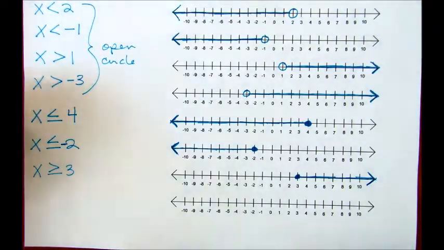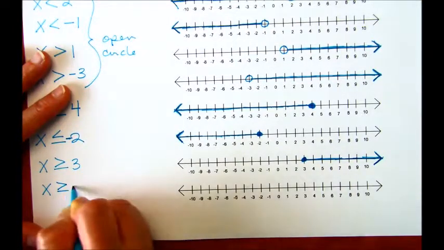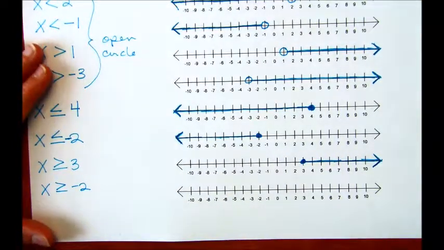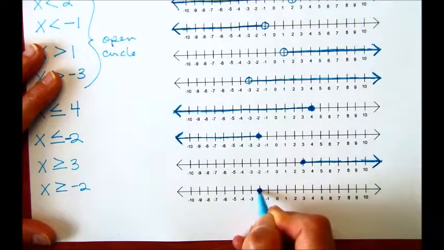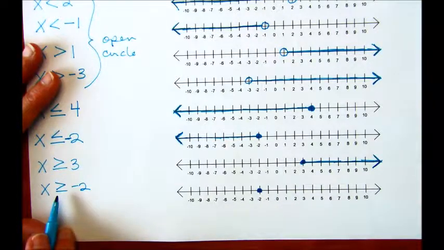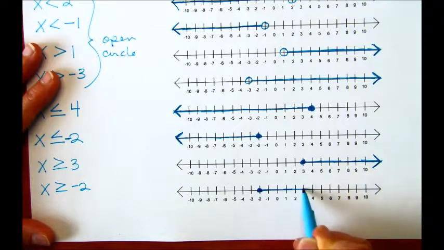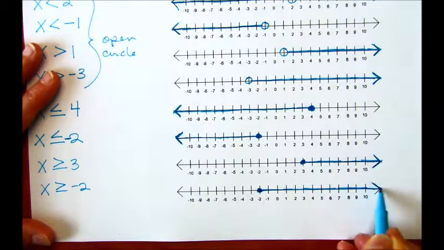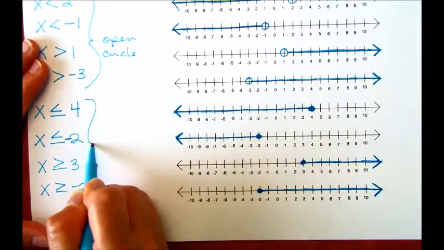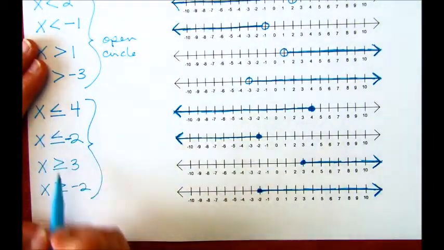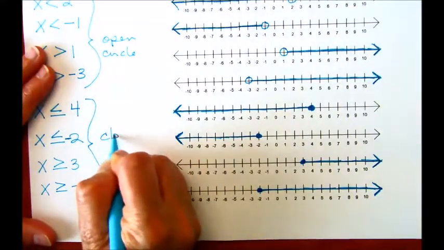Last one, x is greater than or equal to -2. So find -2, make a closed circle. Greater than means we're going to the right. Any number larger than that -2 is a possible solution. Okay, so notice when you have the equal to as part of the comparison symbol, we're going to have a closed circle.